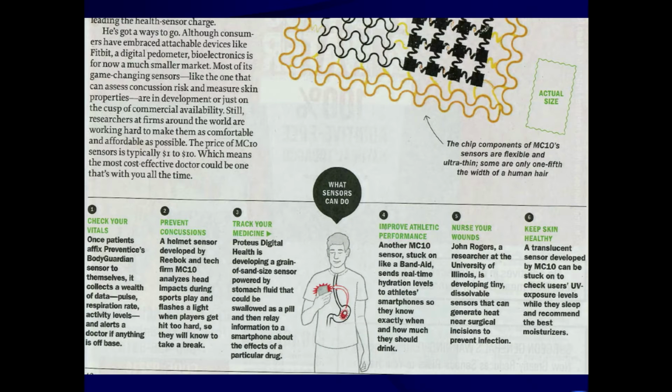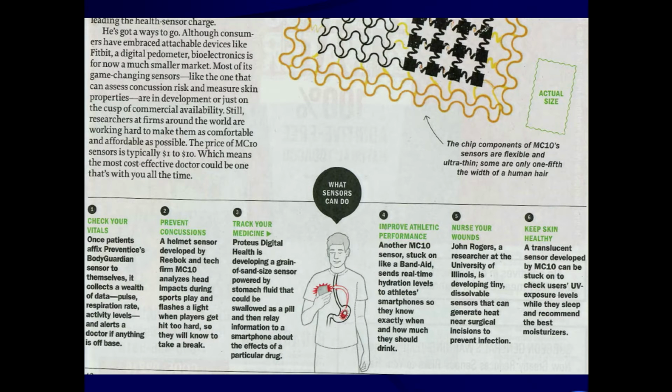Nurse your wounds, okay. It is developing tiny dissolvable sensors that can generate heat near a surgical incision to prevent infection, okay. Infection, as I told yesterday, 90,000 people die each year in the US alone because of infection. Many of them are preventable, okay. So we can avoid that. That is the major problem, surgery. The surgeons won't tell you that, but surgery means infection, remember that. Especially if you are fat, remember it is more difficult to treat, because the flesh is thick, so they will have more infection because the medicine does not reach the point, okay. So that is another disadvantage of having obesity, okay.